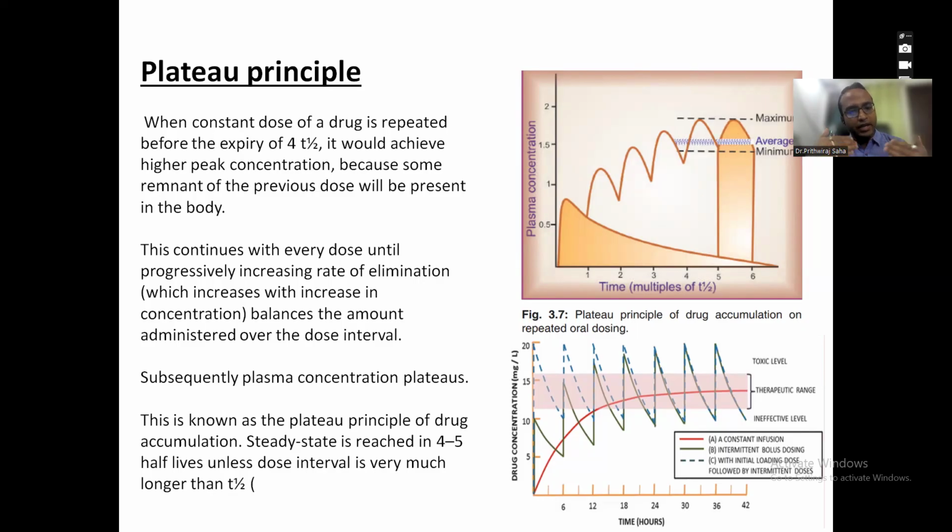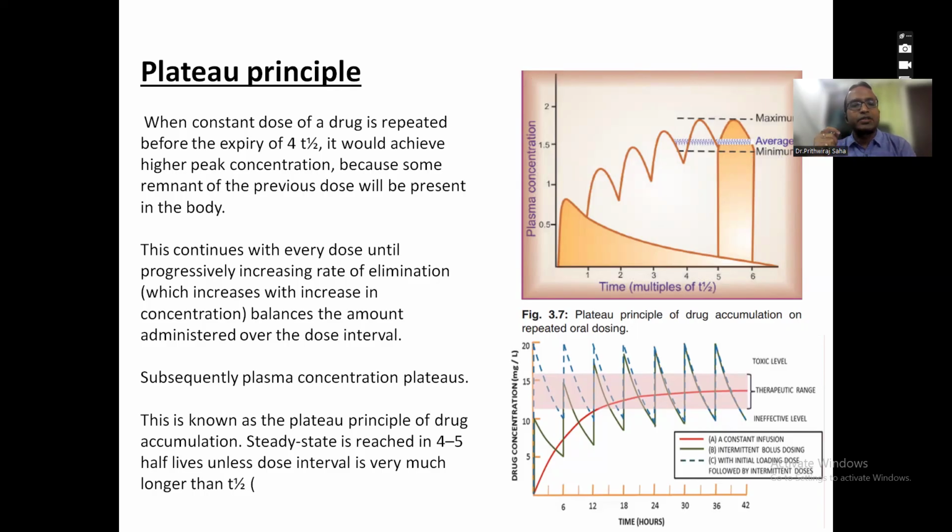So as you increase the dose of the drug, as the concentration of the drug increases, the rate of elimination also increases. At one time it reaches a point where the rate of elimination and the rate of administration become equal. And at that point only, the drug reaches a plateau level which is effective for the drug to act. So this is known as the plateau principle. It takes 4 to 5 half-lives to reach a plateau level.